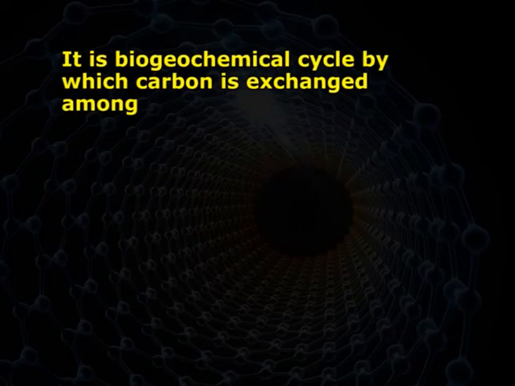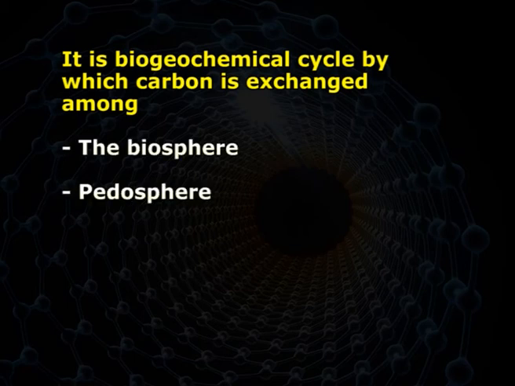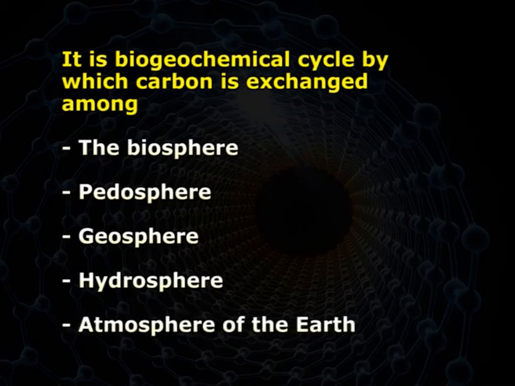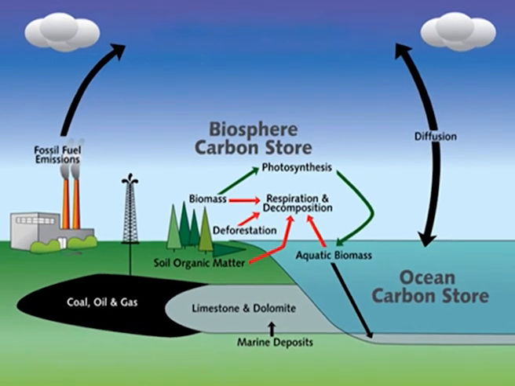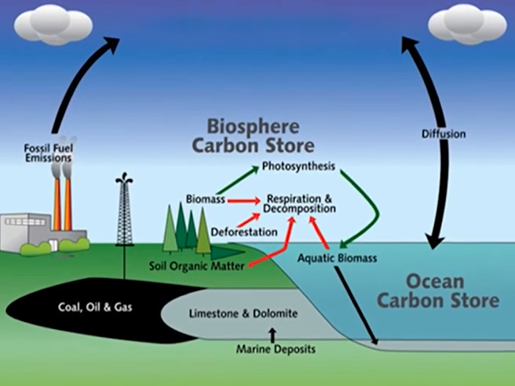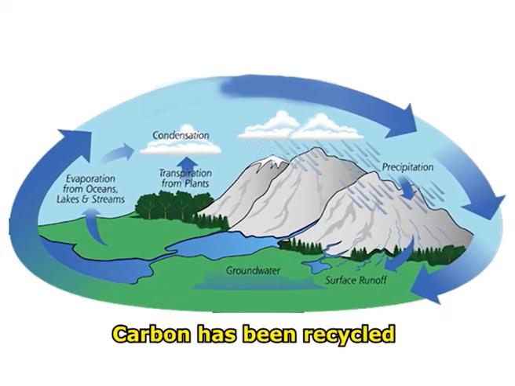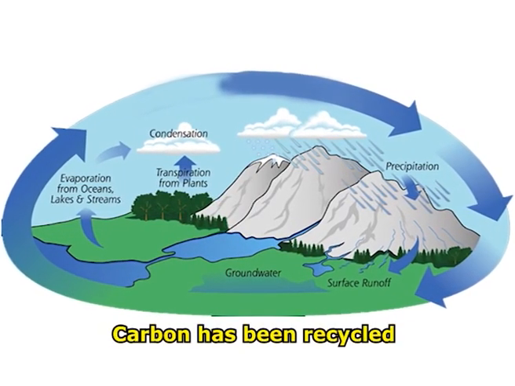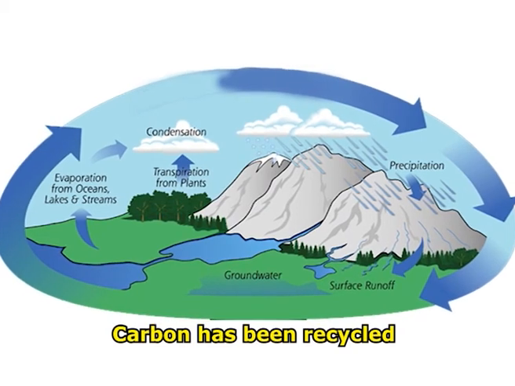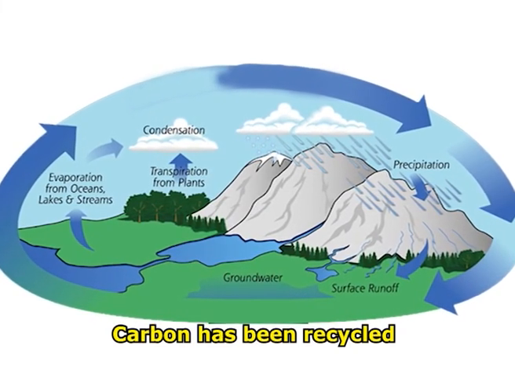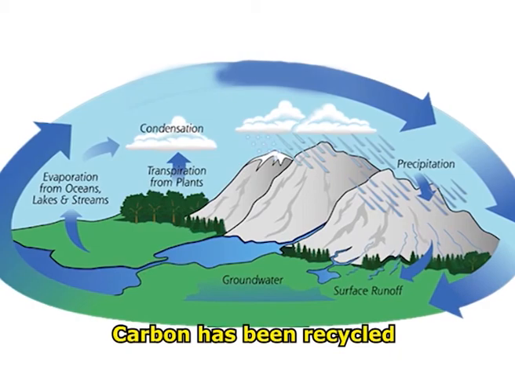It is a biogeochemical cycle by which carbon is exchanged among the biosphere, pedosphere, geosphere, hydrosphere, and atmosphere of the Earth. The carbon cycle is one of the Earth's fastest recycling processes. Each atom of carbon has been recycled numerous times. For this reason, the carbon cycle has no specific beginning or ending point.